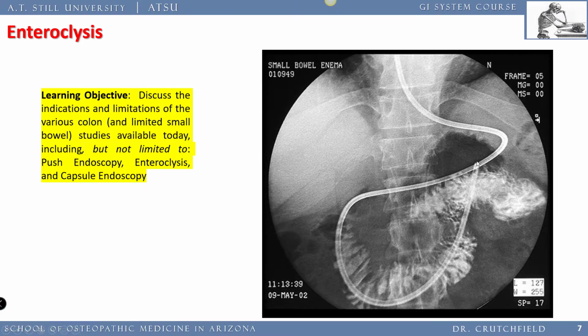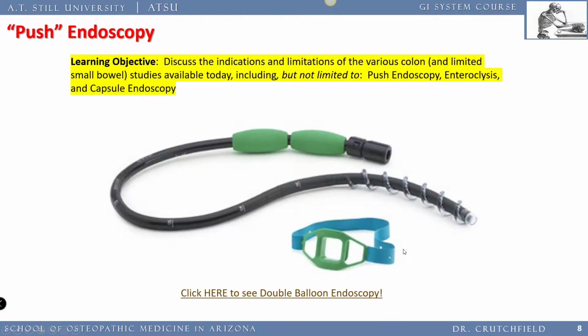Why would we do an enteroclysis? Why would we put a tube down and have to pump the small bowel full of contrast medium? Well, maybe somebody has a tumor or a small bowel obstruction and we don't know what exactly is causing it. They could have a lipoma, they could have a large polyp, they could have cancer. The other way to do this is what's called push endoscopy, and we'll talk about that. That's where an endoscope is actually inserted into the stomach, the small bowel, and it has two balloons on it. We'll see that here in a video.